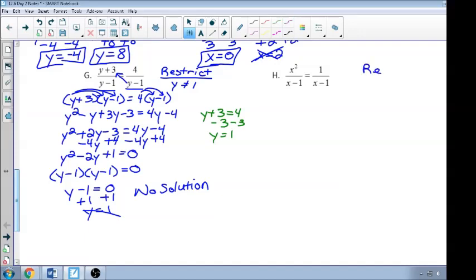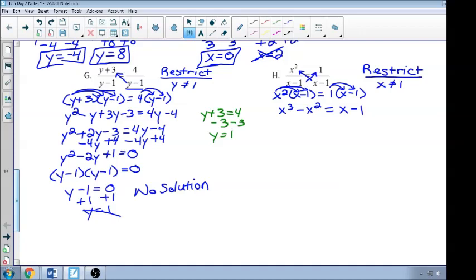If we look at that on H, my restriction is x cannot equal 1. I can either use the cross multiplication, which I'm going to do first. I have x squared times x minus 1 equals 1 times x minus 1. Distribute. So be x to the third minus x squared equals x minus 1. If I subtract x from both sides and add 1 to both sides, I'm going to end up with x to the third minus x squared minus x plus 1 equals 0.